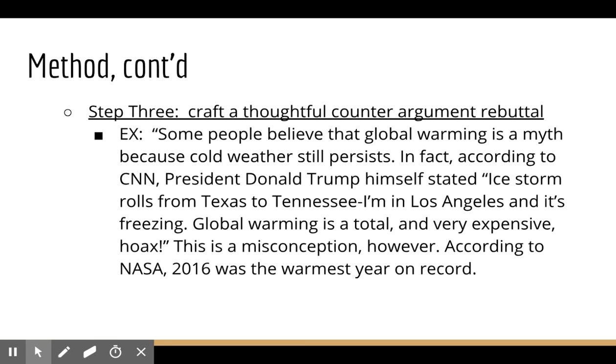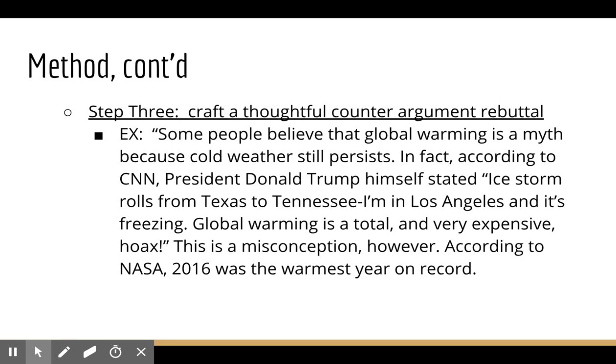Let's take a look. Some people believe that global warming is a myth because cold weather still persists. In fact, according to CNN, President Donald Trump himself stated, "Ice storm rolls from Texas to Tennessee. I'm in Los Angeles and it's freezing. Global warming is a total and very expensive hoax." This is a misconception, however. According to NASA, 2016 was the warmest year on record.